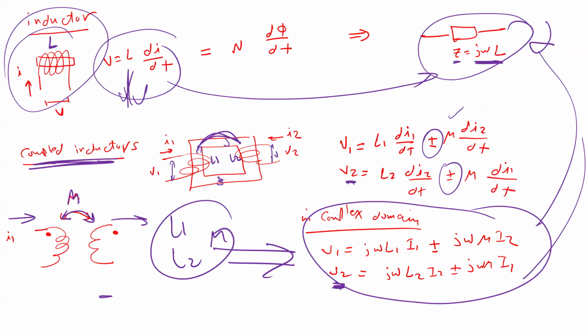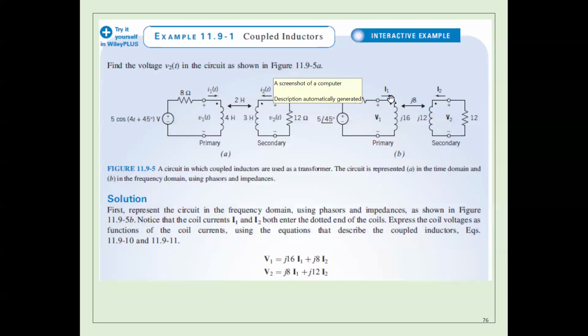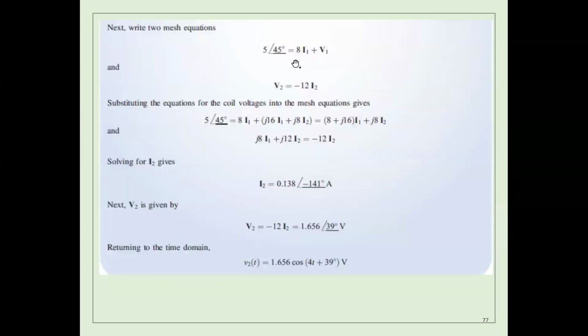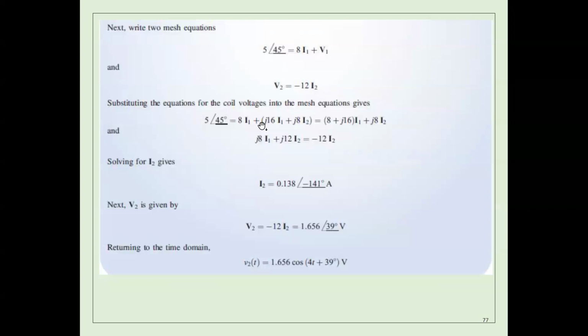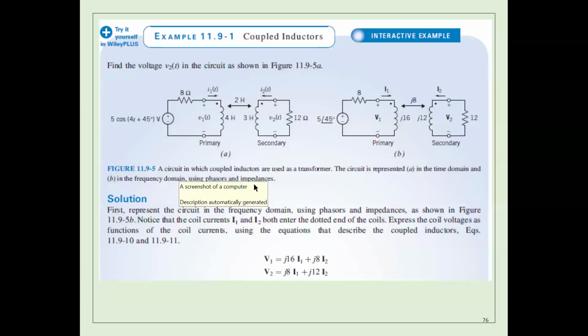Please don't say the voltage here equals j omega L times I. It's not true. This is true if it is not coupled, but if it's coupled, you can't ignore the impact of the other one. That's why you have to use this one. So now I have two equations, and you need to find another two equations. What I did was use Kirchhoff's voltage law here and Kirchhoff's voltage law here, and then I changed it. Any questions?